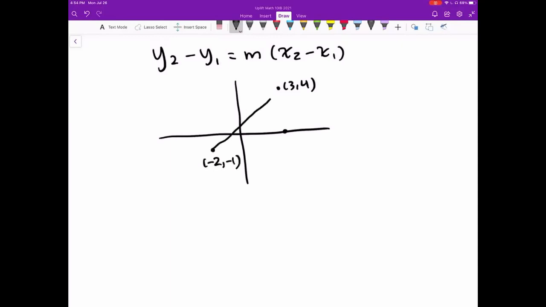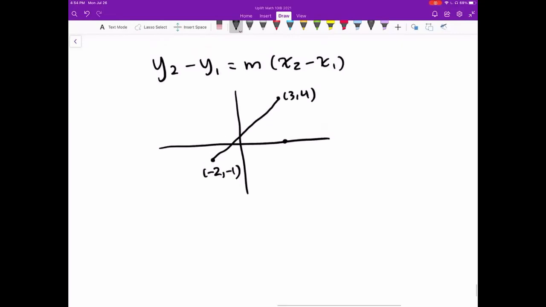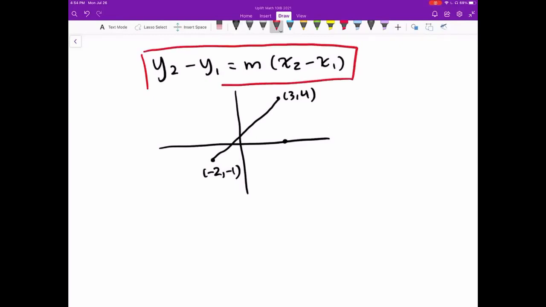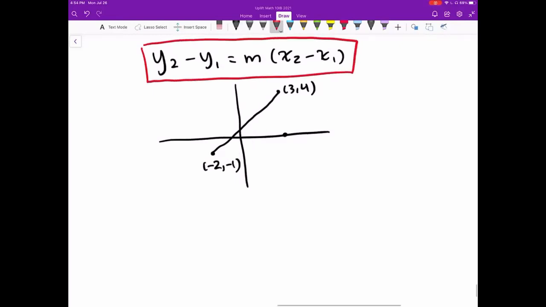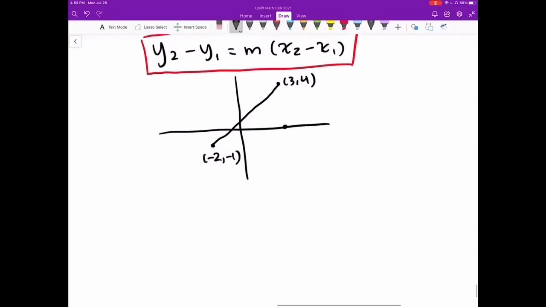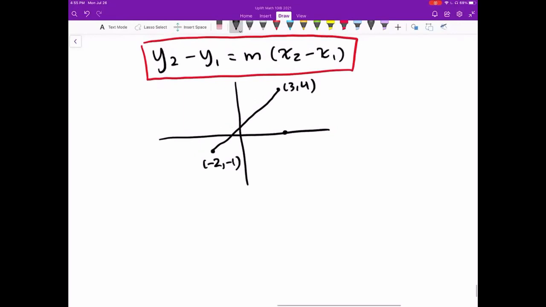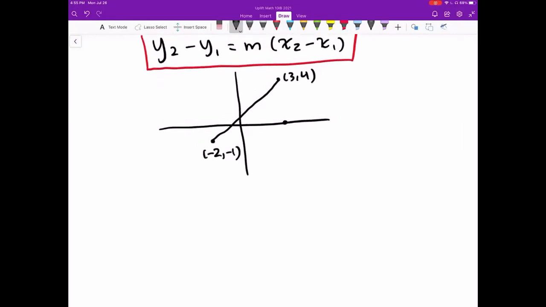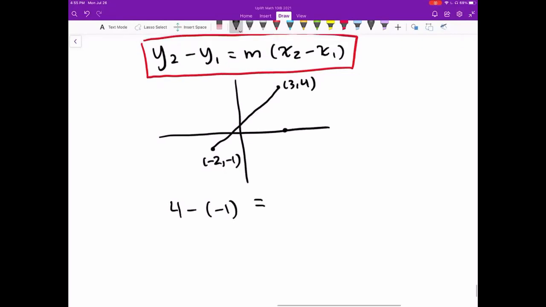So in this case, we would actually use a formula. We would use this formula. And so what we do is firstly label the left point P1 and the right point P2. So y2 is 4 minus -1. And now we have to actually find the slope.